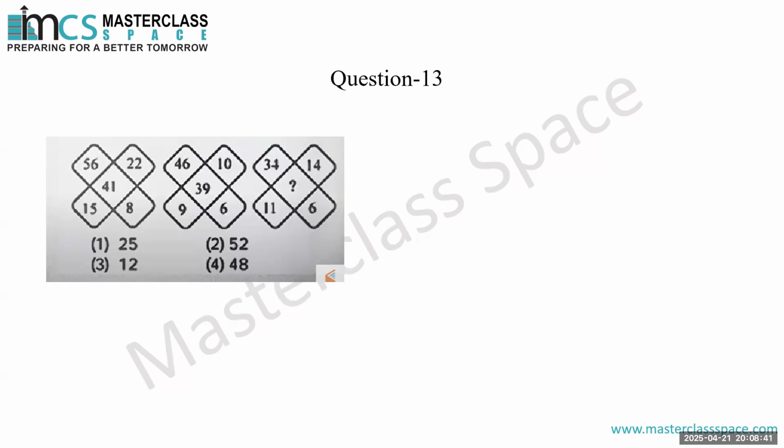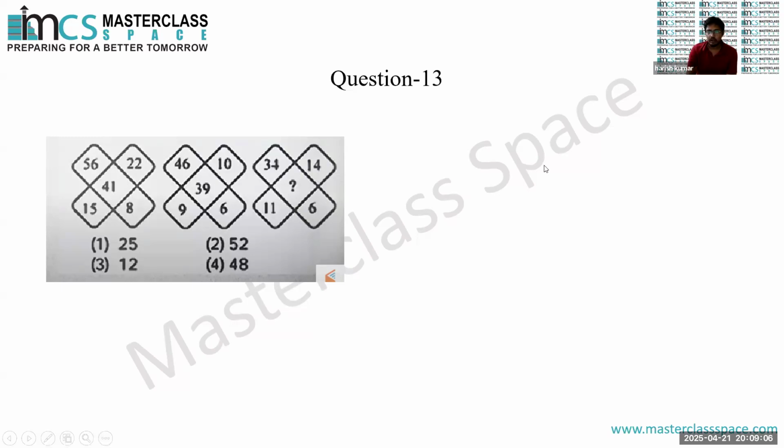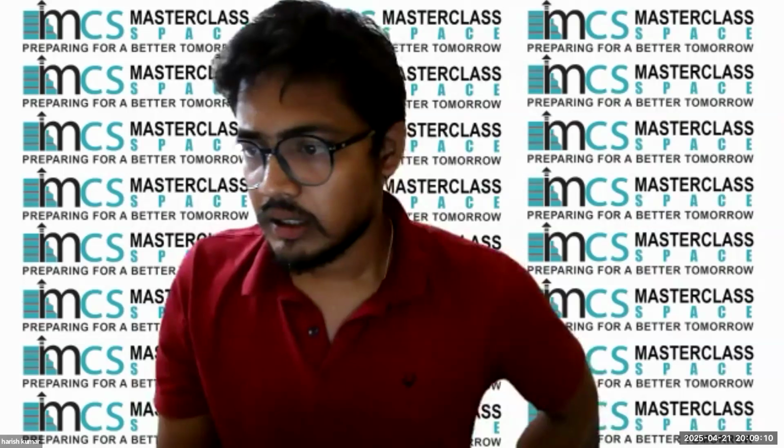Sir, 56 minus 22 is 34. And 15 minus 8 is 7, and then 34 plus 7 is 41. Correct. 46 minus 10 is 36. 9 minus 6 is 3. So 36 plus 3 is 39, right? So 34 minus 14 will be 20. 11 minus 6 will be 5. So it will be 25. Correct. Okay, fine.